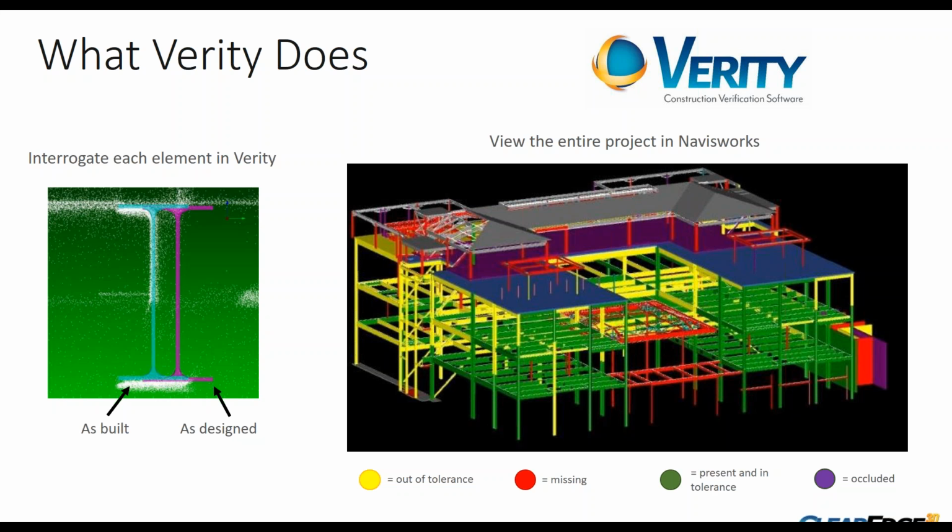Basically, on one hand, we've got the Verity application, which is really designed to help you interrogate that item, its relationship between its as-designed and or to-be-fabricated and installed, and its as-built position. And then we have Navisworks on the other side, which really helps us understand contextually where that object is in the project and how it relates to other items.